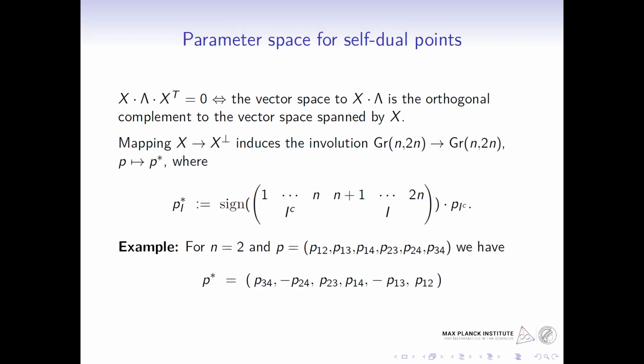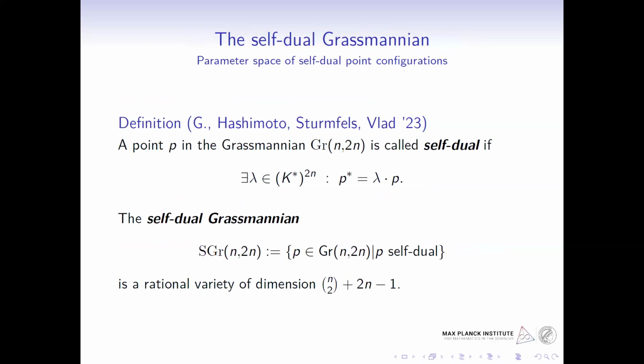And now we can translate this matrix equation simply into the condition P star has to be lambda P, because multiplying with this diagonal matrix, we're scaling the columns. That's the torus action on the Grassmannian given by this torus element. So a point in the Grassmannian is self-dual whenever there exist non-zero lambdas such that we can write P star equal to lambda P. And this forms a subvariety of the Grassmannian, the self-dual Grassmannian, which is given by all the self-dual points. It's a rational variety and has dimension n choose 2 plus 2n minus 1.